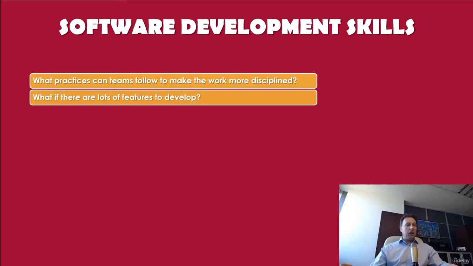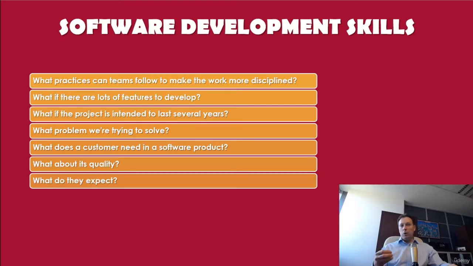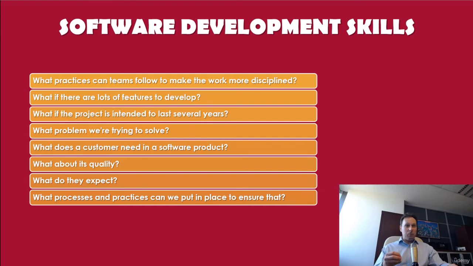What if there are a lot of features to develop? What if the project is intended to last several years? So how do we manage all that? And we cannot forget about the problems we are trying to solve. That is, what does the customer need in a software product? What about quality? What do they expect? What processes and practices can we put in place to ensure that?